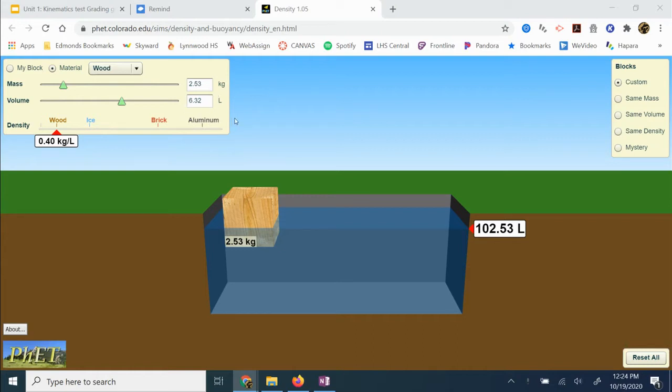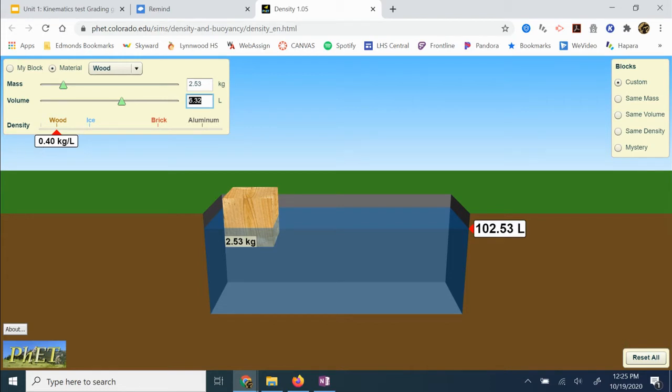The first question asks, what is the density of wood? So we have it set to wood right here. There's a couple different ways to do that. One, it just shows you right here, 0.4. But the other thing you can do is divide 2.53, which is what it's set at the moment, by 6.32. Just divide this number by this number, and you get 0.4. So for that first number one, you just write 0.4.